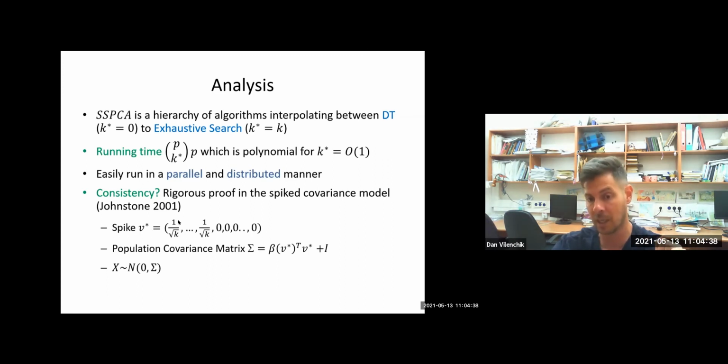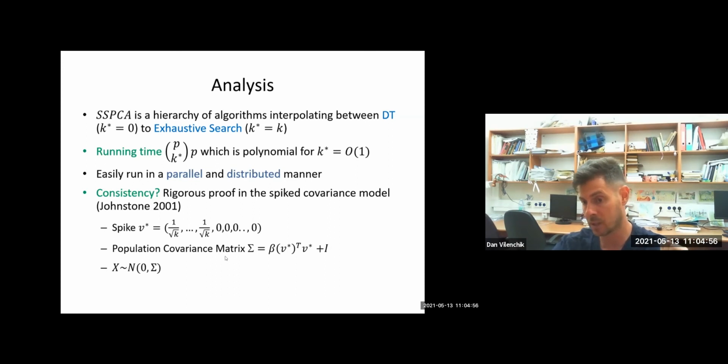That's the sparse PC. And let's assume that it contains k non-zero entries just in the first k entries, and they are all the same. All eigenvectors are normalized, so they are unit vectors. So that's the spike, and we plant it in noise.